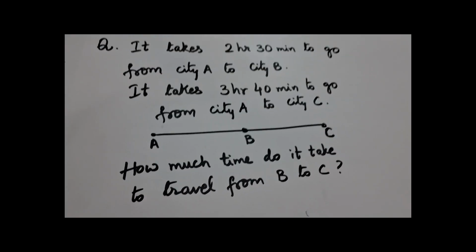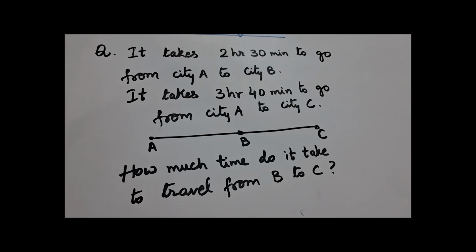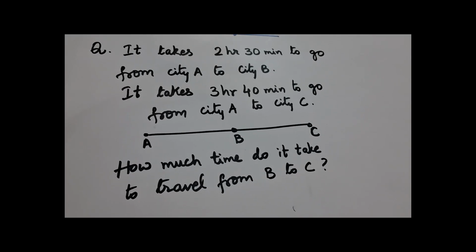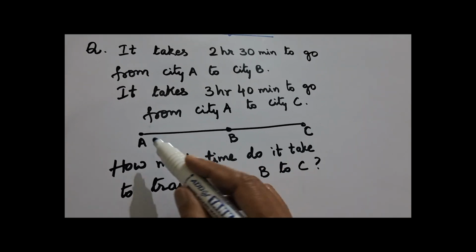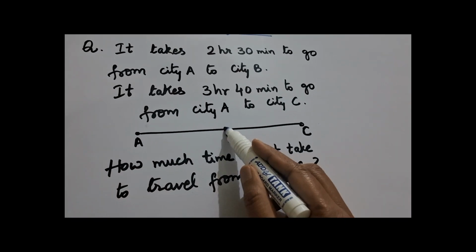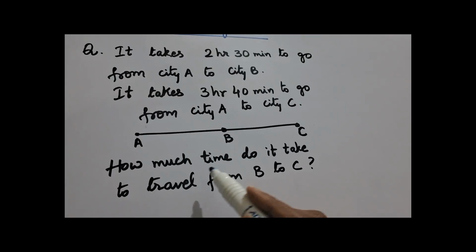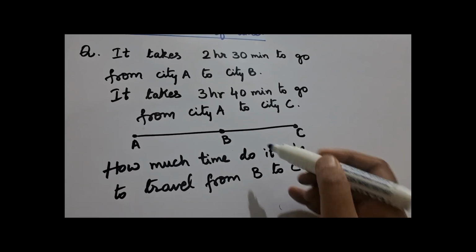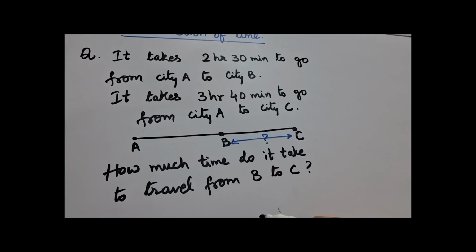One more question, children. It takes 2 hours 30 minutes to go from city A to city B, and it takes 3 hours 40 minutes to go from city A to city C. Okay, in this way, from A to B time is given, and from A to C time is given. Now we are asked to find how much time it takes to travel from B to C.